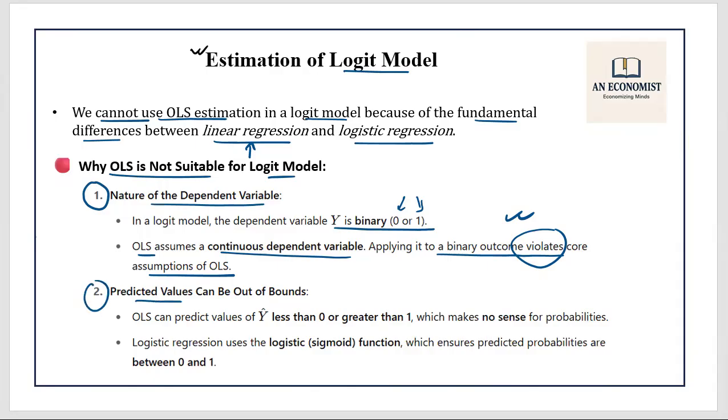Second point would be predicted values can be out of bounds. This we have discussed in our previous video, that the predicted probabilities can be less than zero, or can be greater than one, which will violate the natural rule for probability, that probability should be in between zero and one, both inclusive. So the predicted values can be less than zero or greater than one, which makes no sense for probabilities. Logistic regression uses the logistic function. This also we have seen, the general characterization of that, which ensures that the probabilities will be in between 0 and 1. That is why we need to go into some other methods.